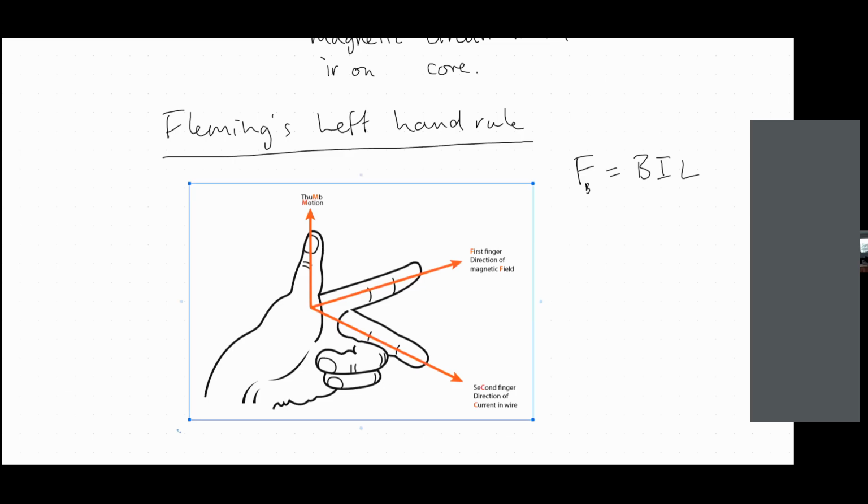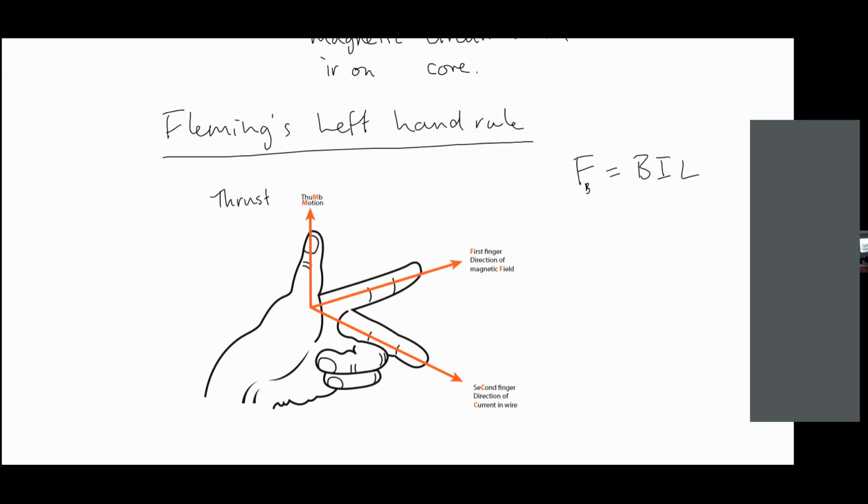Now I don't say the thumb as the motion. I say thumb as the thrust. So you could write thrust if you want, or you can write motion if you want. You do have to remember which finger or thumb means what. So it's first finger field, second finger current, and thumb is the thrust. I want you to remember which is which. It is your left hand.